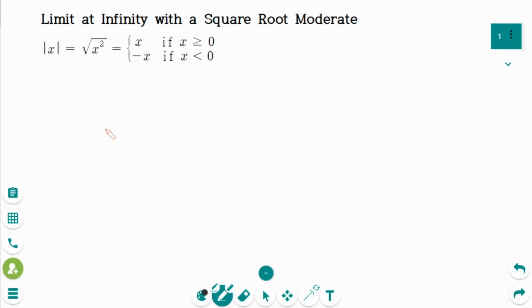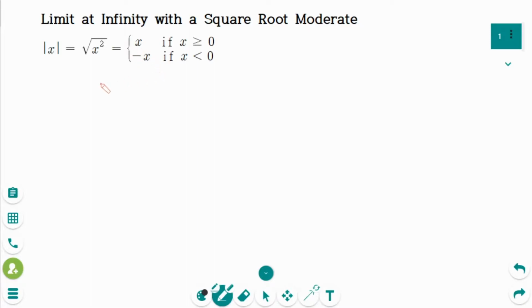This video will cover moderate level questions regarding the topic of limit at infinity with a square root. Before we begin, I want to cover the definition of the absolute value of x. If x is greater than or equal to 0, the absolute value of x is x. If x is less than 0, it is minus x.